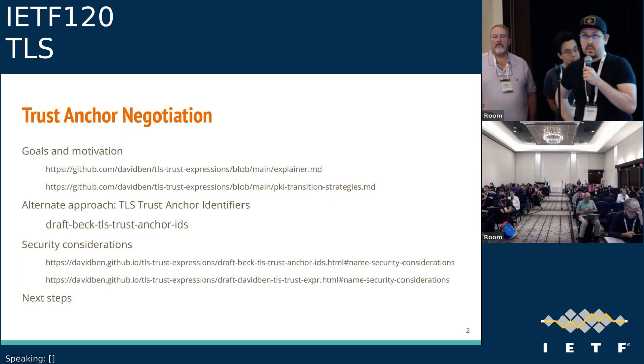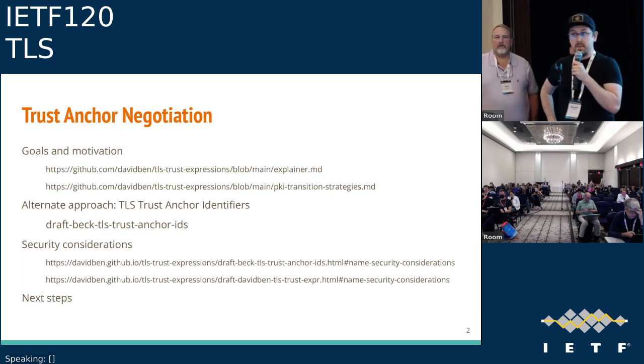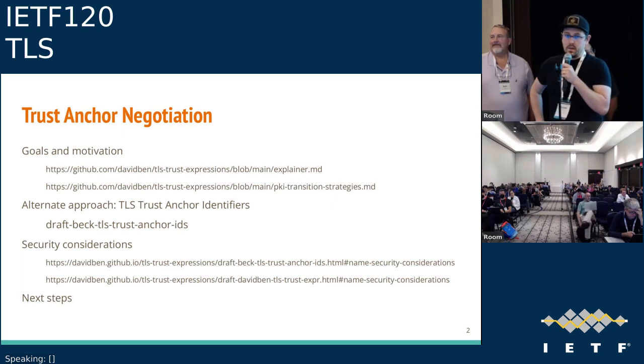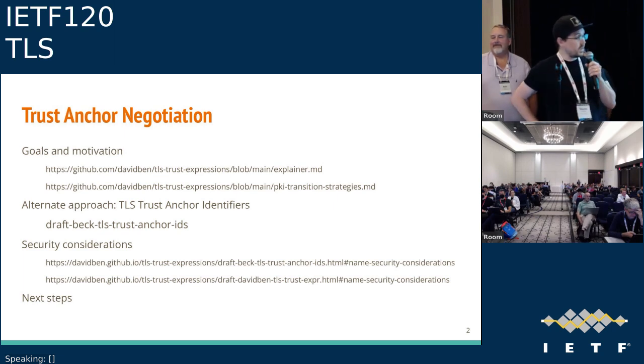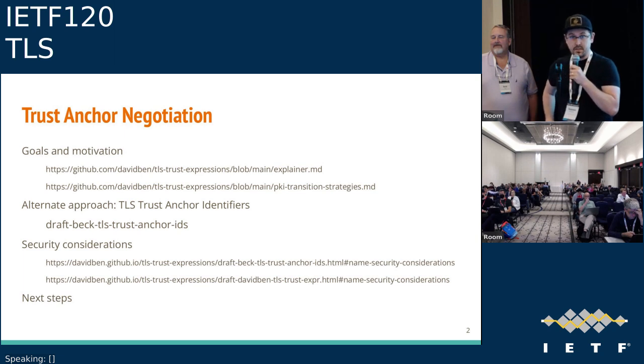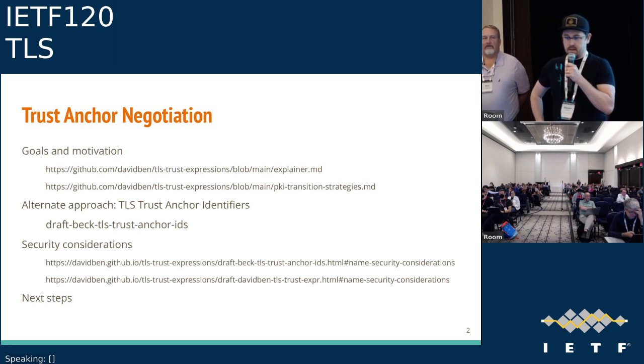In response to some of the feedback we got on the complexity of trust expressions, which is a lengthy draft, we also submitted another draft with a different approach called trust anchor identifiers. This sort of inverts the flow of this. We'll discuss it in more detail later. And that's draft-beck-tls-trust-anchor-ids. And so Bob will discuss that in a little bit.